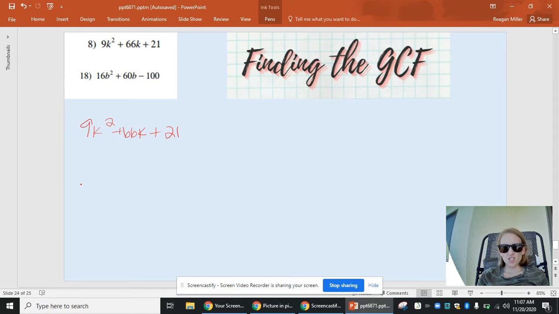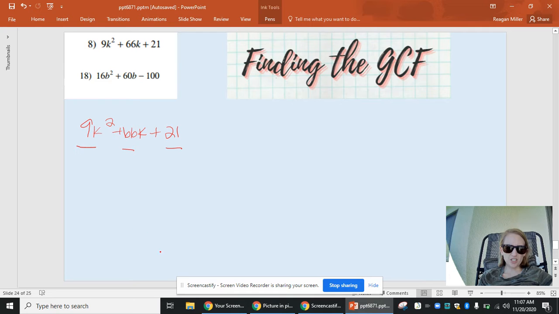Let's say the instructions for this worksheet say you need to factor your trinomial, and you're not really sure where to start. A lot of times you'll start with the bottoms up method, and y'all will multiply your A times your C before you've looked to see if you have a GCF. So here I need to look at the numbers 9, 66, and 21.